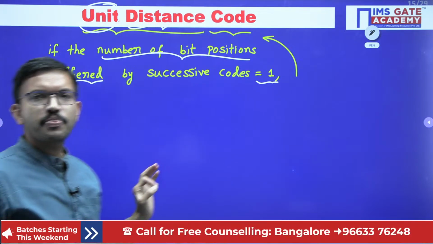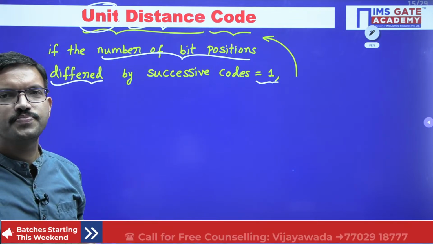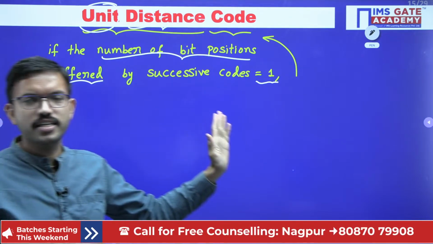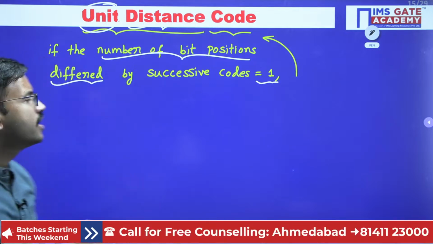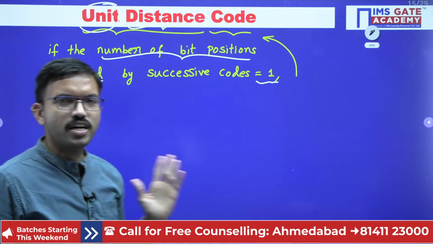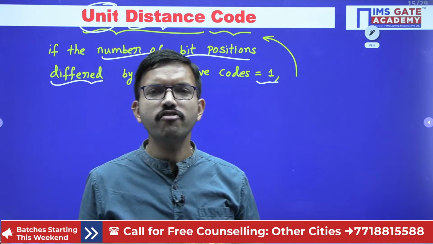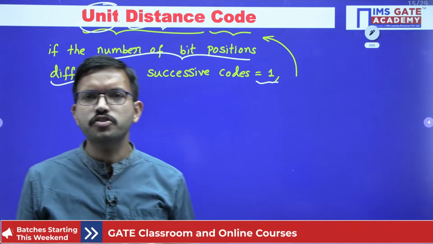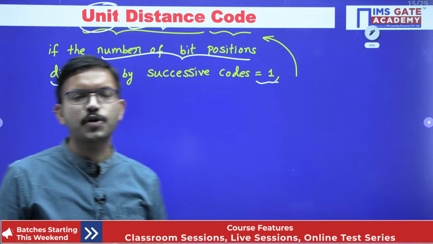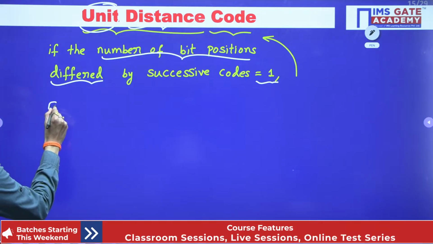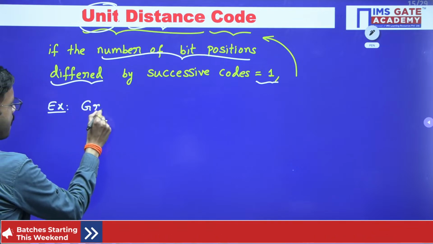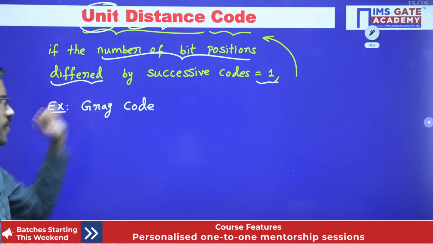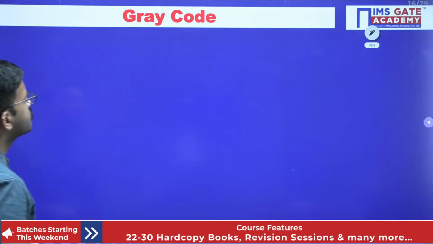Can you guess what is an example of unit distance code? I hope all of you can guess. If you are attending this session, I already mentioned earlier the examples of each and every code. For weighted code, the example is BCD, which we already discussed. For unweighted code, we already discussed XS3. And what is the other code? Yes, the other code is gray code. Gray code is an example of unit distance code, okay.